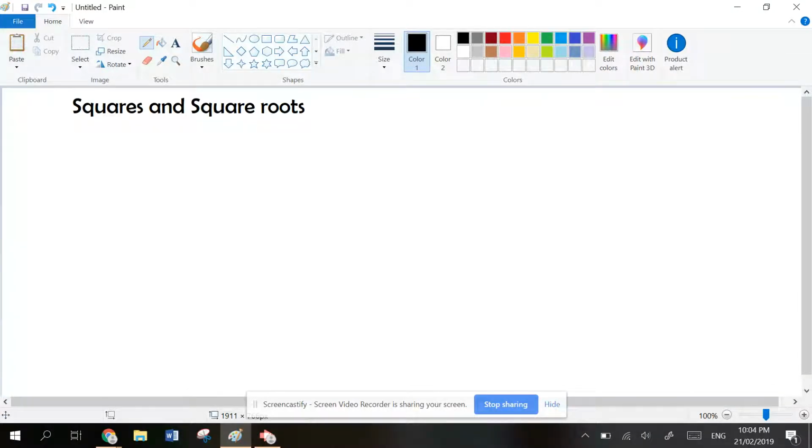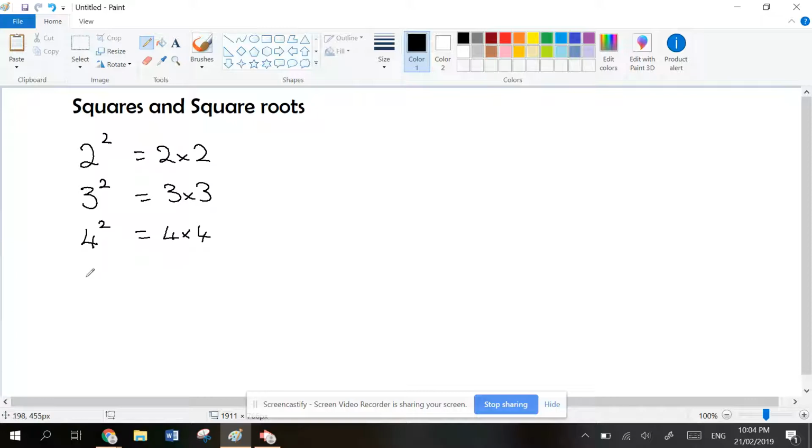We're going to look at squares and square roots. Squares are powers of 2. So if we go 2 squared, that means 2 times 2. If we go 3 squared, then we mean 3 times 3. If we talk about 4 squared, that means 4 times 4.